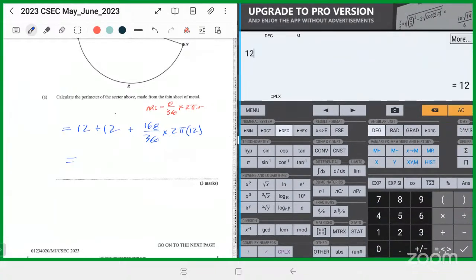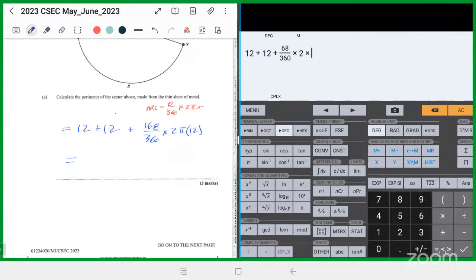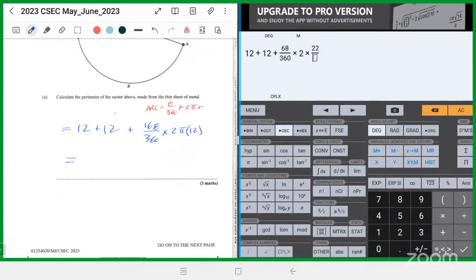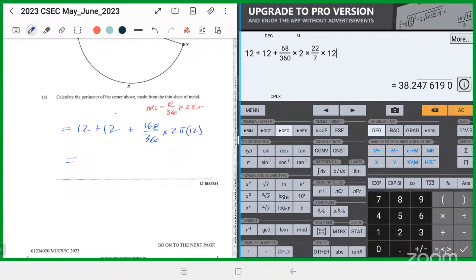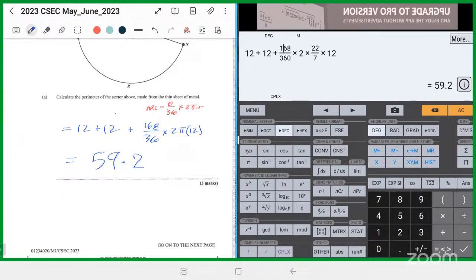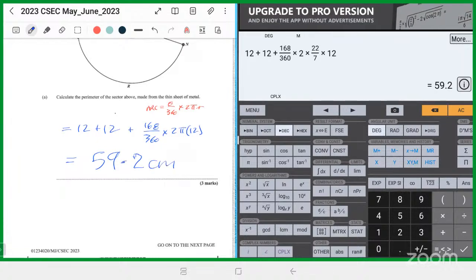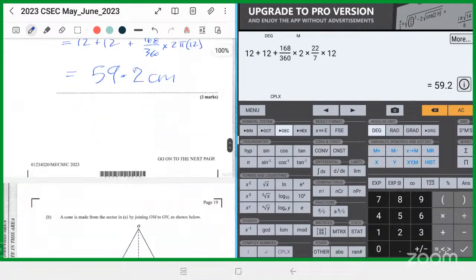So 12 plus 12 plus 168 over 360 times 2 times pi, that's 22 over 7, times the radius, which is 12. Let me calculate that. It's 59.2. 59.2 centimeters is the perimeter of that sector. All right, let's continue.